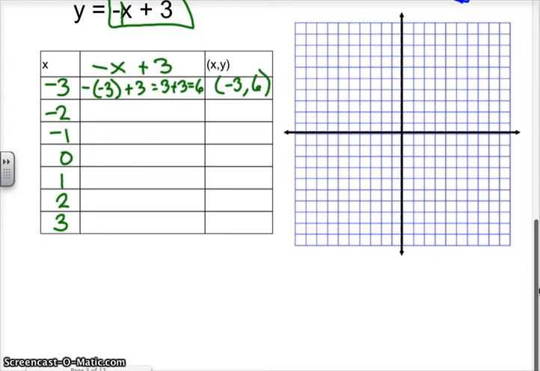Okay, again, our equation that we're given is negative x plus 3 means take the opposite. What's a negative negative 2? What's that turn into? What's the opposite of negative 2? And you need to know that a negative negative 2 is just taking the opposite. So you turn that into 2 plus 3, which is 5. So we have the point negative 2, 5.